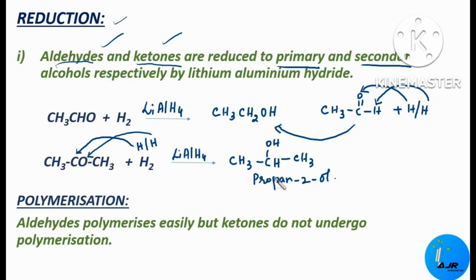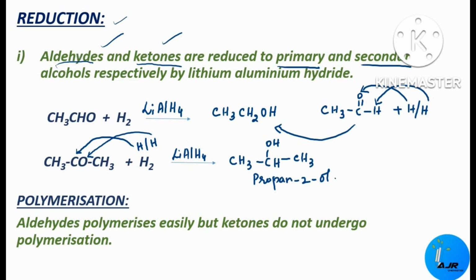See here, when you're reducing acetaldehyde or an aldehyde, you're getting a primary alcohol, and when you're reducing a ketone, you're getting a secondary alcohol because this OH group is attached to a secondary carbon. When the functional group is attached to a carbon which is attached to two more carbon atoms, we call that carbon a secondary carbon and that product a secondary alcohol. Understood, students? So this is what is happening during reduction.